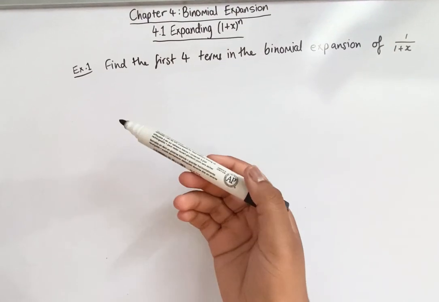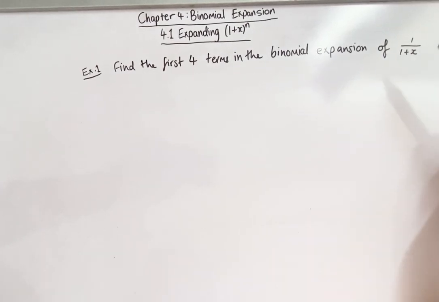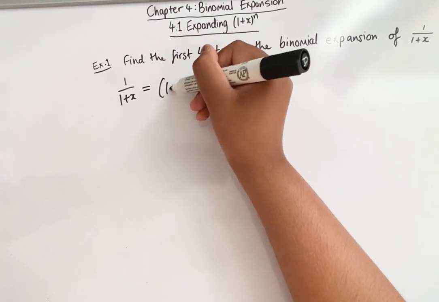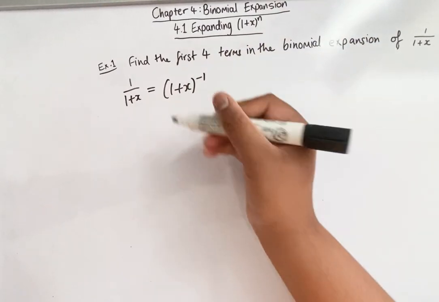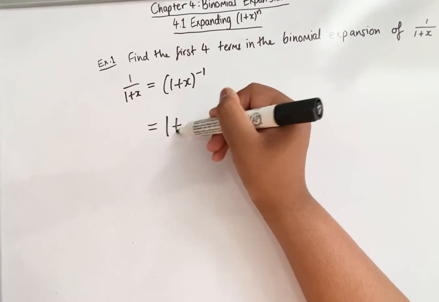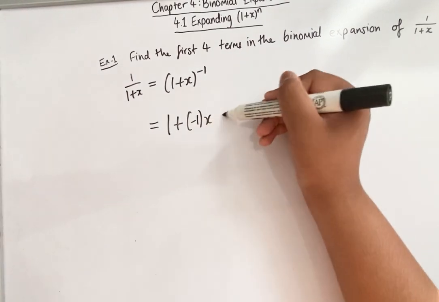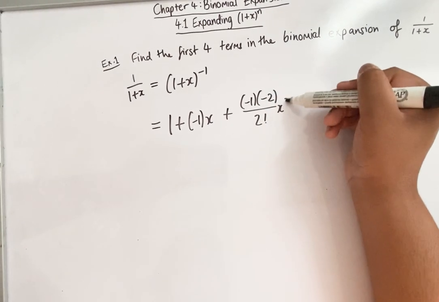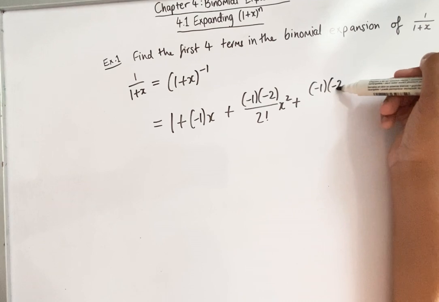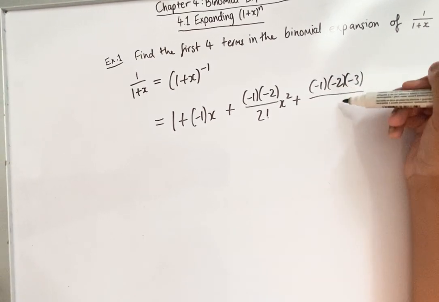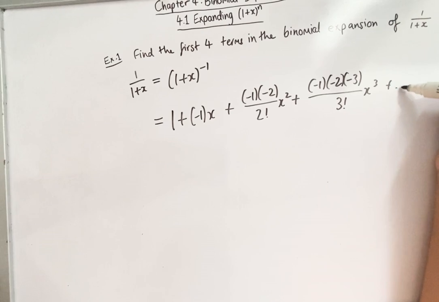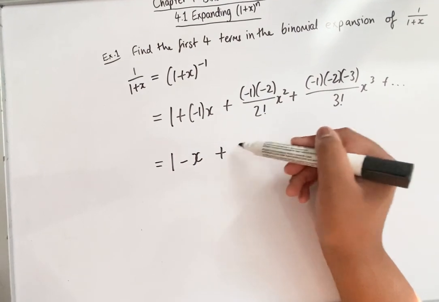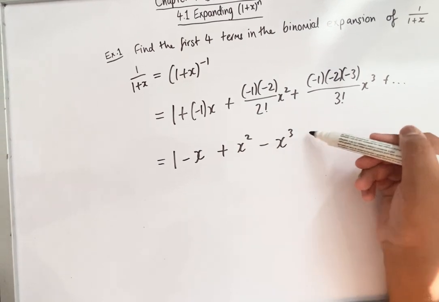Let's do an example. Let's find the first 4 terms in the binomial expansion of 1 over 1 plus x. 1 over 1 plus x is the same thing as writing 1 plus x to the minus 1. And so when we expand this using the formula, we get 1 plus minus 1 times x plus minus 1 times minus 2 over 2 factorial times x squared plus minus 1 times minus 2 times minus 3 over 3 factorial x cubed, and so on and so forth. It just wants the first 4 terms. So this is going to be 1 minus x plus x squared minus x cubed, and so on and so forth.